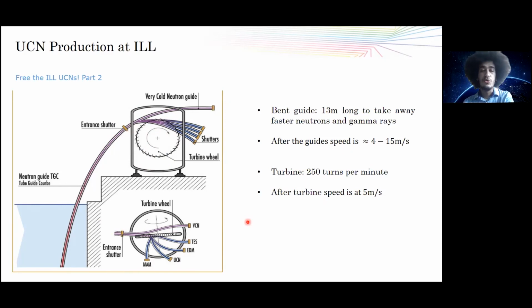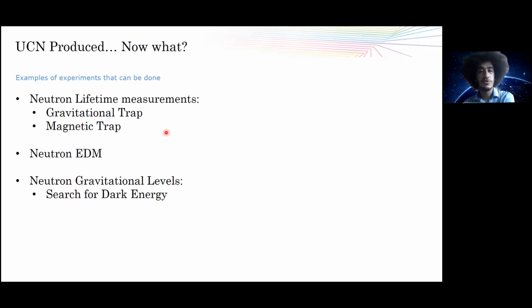So now that you've produced your ultra-cold neutrons, I would like to wrap up with a list of a couple of experiments that can be done and that will be talked about in the next presentations. Mostly you can do some neutron lifetime measurements when you have a material bottle that traps the UCN, or a magnetic bottle that has them trapped inside of it. You can also do experiments that are looking for the dipole moments of the neutron, or you can go more exotic and go to gravitational levels and search for dark energy. And I believe that that's about it.